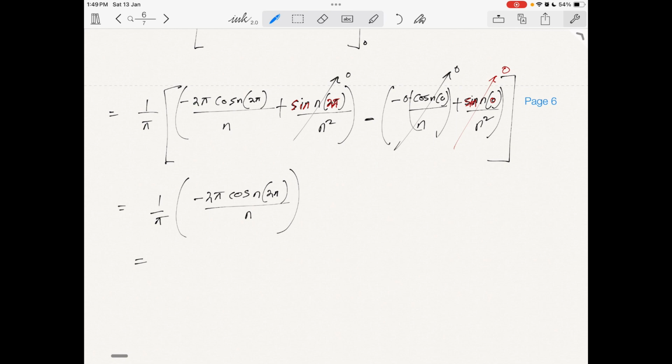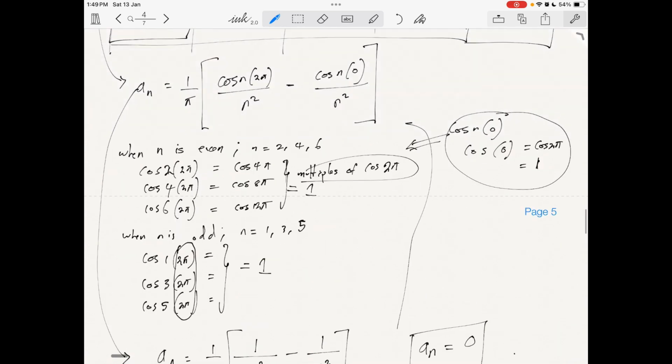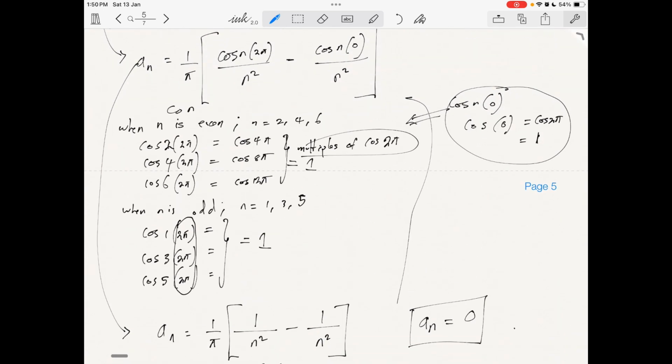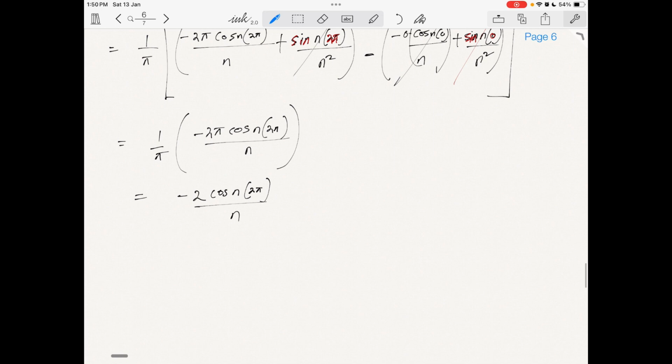And we have minus 2 plus n 2 pi over n. While solving for an, we saw the table for cos n 2 pi and also the table for cos n 0. And we saw when n is even and when n is odd, we have both 1. So cos n 2 pi is equal to 1. So this will give us minus 2 over n. So we have bn to be minus 2 over n.